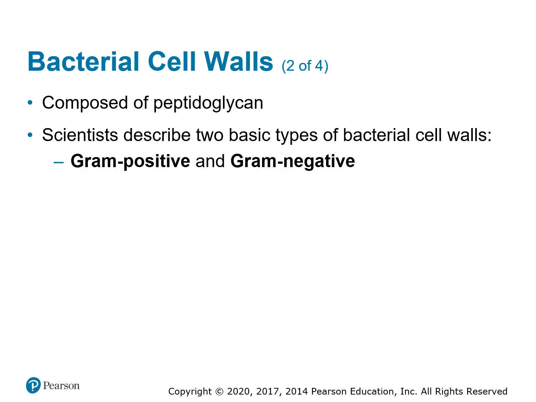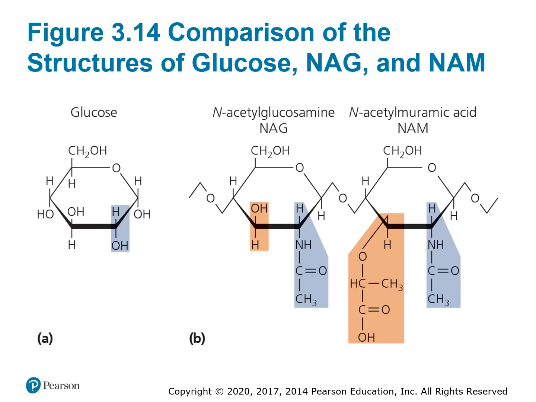Now, these bacterial cell walls are made of peptidoglycan. That's going to be one of the biggest constituents of these cell walls. And they can be described as either gram-positive or gram-negative due to their staining capability. So comparing the traditional structure of glucose, which you have right there in that position, we have modifications to those. And the first modification is going to lead us to a chemical known as NAG, or N-acetylglucosamine.